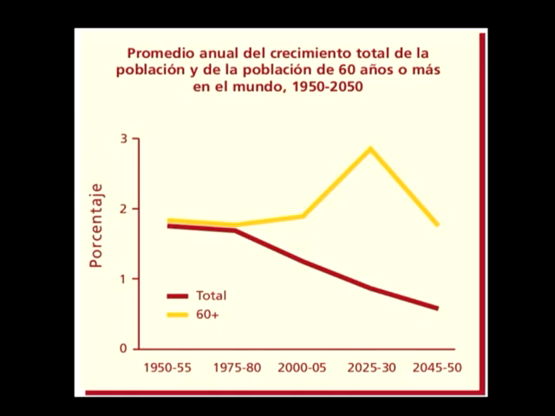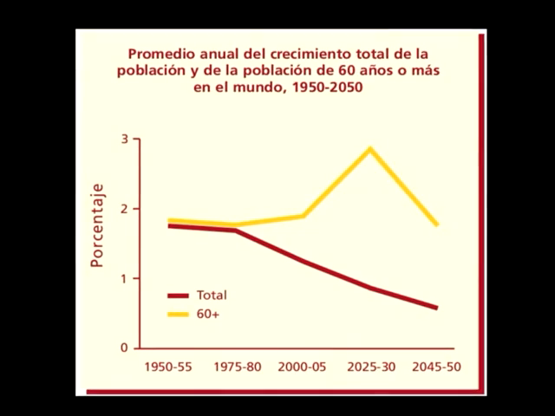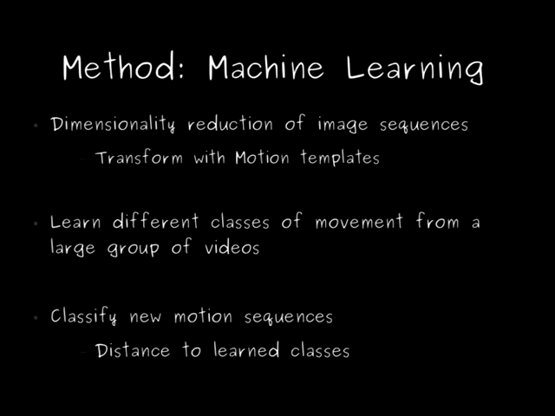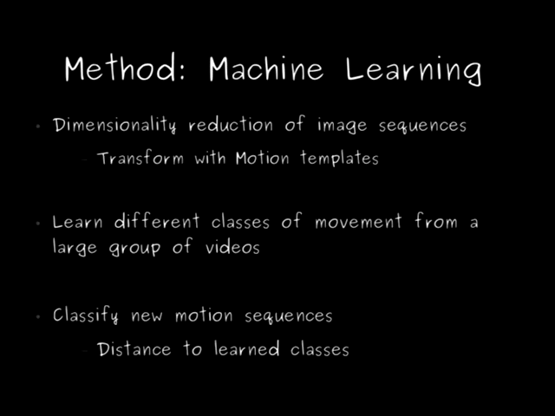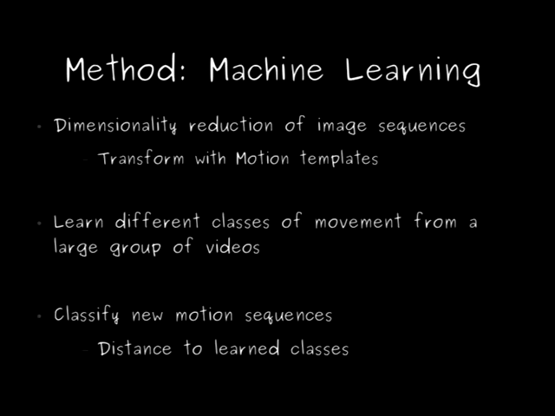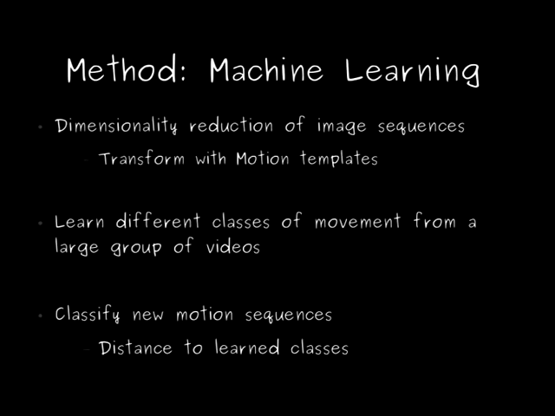This graph shows that the elderly population in the world is expected to increase until mid-2025. Detecting human actions is in general a difficult problem that requires both image analysis and machine learning techniques. For this problem, we use a dimensionality reduction technique that maps an image sequence to a set of points in a multi-dimensional space. In this way, different classes of motion cluster in different groups.